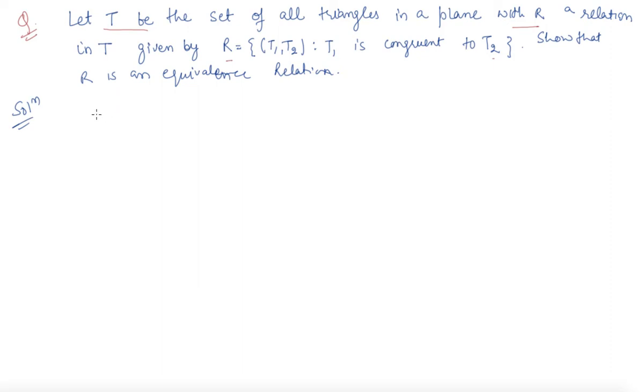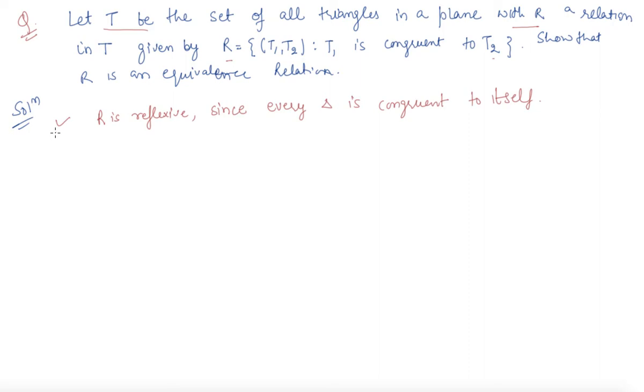R is reflexive, since every triangle is congruent to itself. Okay, so reflexive is done. Now what is left is symmetric and transitive.